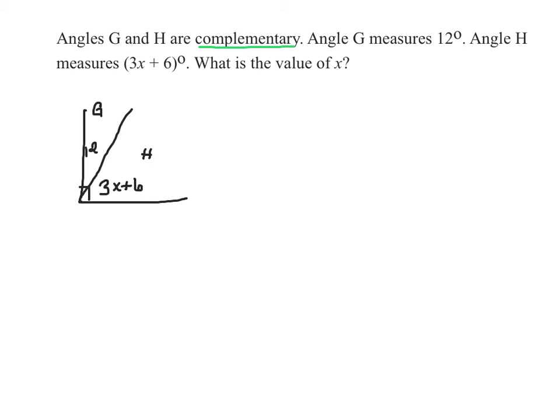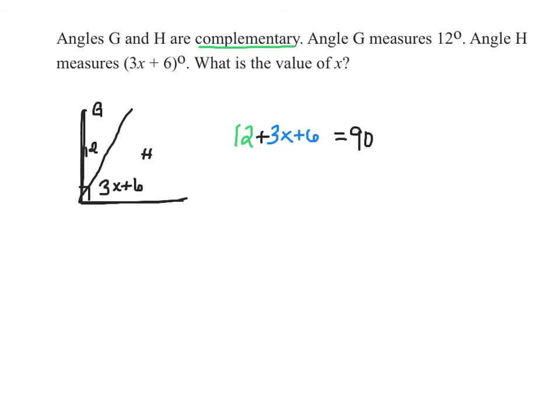So to set up my equation, I'm going to automatically set it equal to 90 since they're complementary. So my first angle, 9x, plus my second angle, 3x plus 6, is all going to equal a total of 90 degrees.